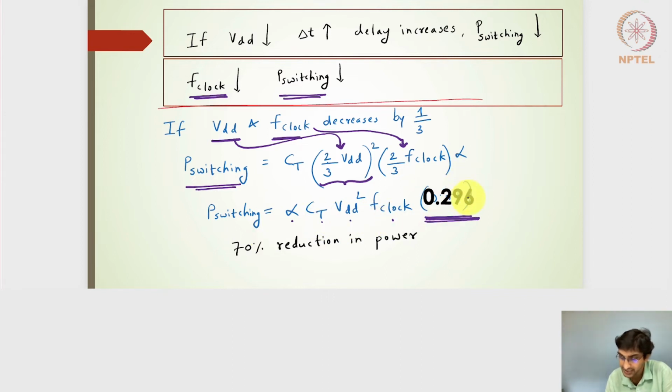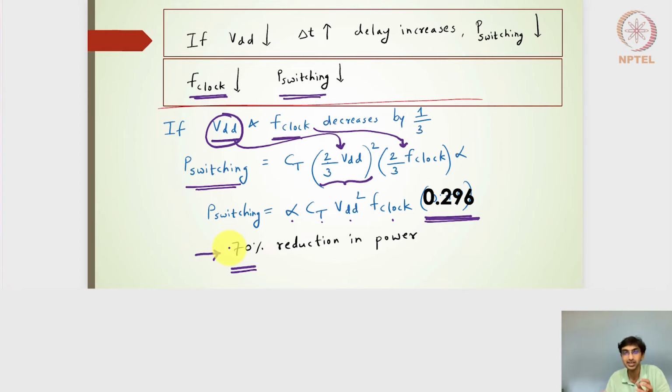Right, so what does 0.296 represent? It's a 70% reduction in the power. So we will have a 70% reduction in the power, although the VDD rail has been decreased to 2/3. That means my delay for the output, to either charge or discharge the load capacitance, is going to increase, with the advantage of a 70% reduction in the power.